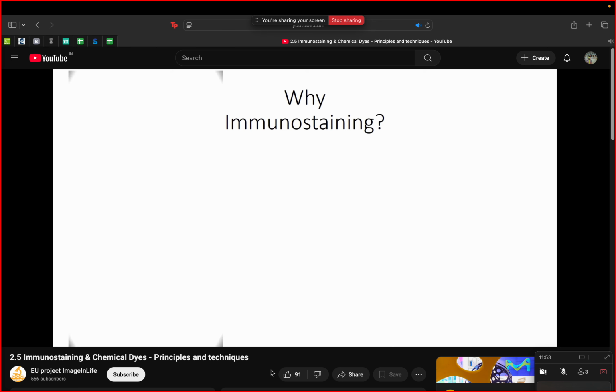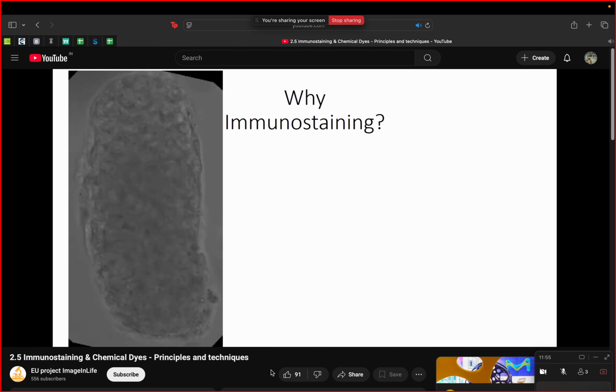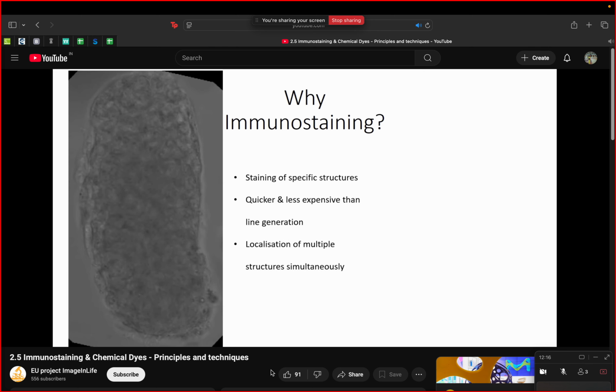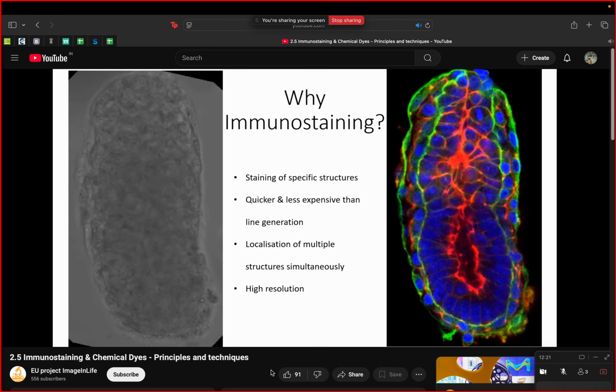After recovering an embryo, the information that can be obtained from a bright field image is very limited, as we cannot make out specific structures. Immunostaining provides a fast and much cheaper way to obtain information on the localization of a wide area of proteins than generation of a transgenic line would, as that takes a lot of time and requires a lot of resources. It also allows staining of multiple structures at the same time and gives a high resolution, allowing in this case to make out the nuclei in blue, the cell shape in red, and the extracellular matrix in green of the embryo that we see on our left side as a bright field image.